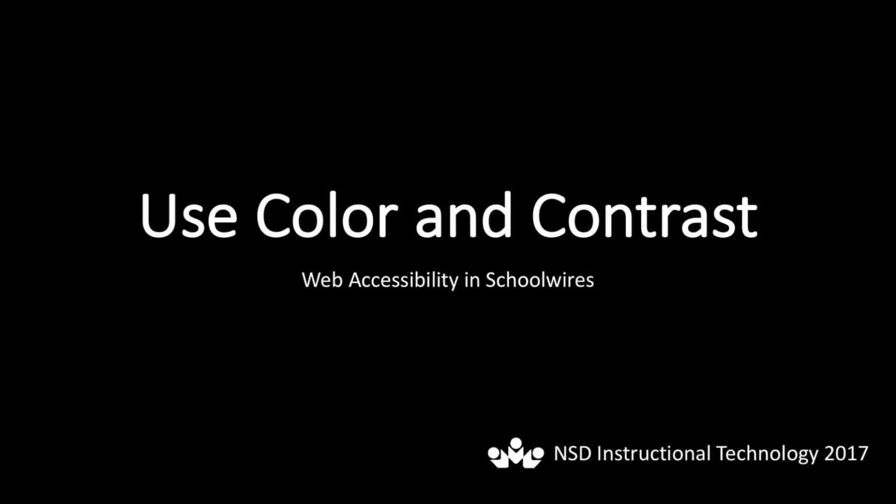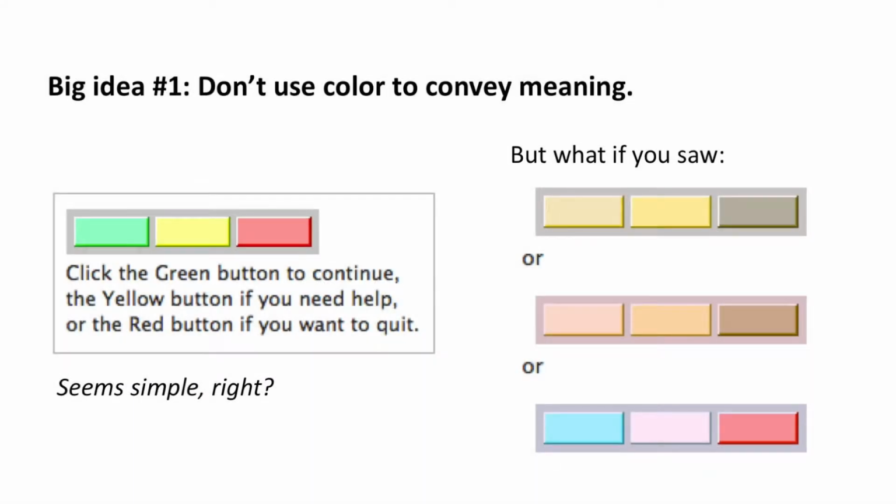In this video, we'll talk about how to use color and contrast appropriately when thinking about web accessibility in School Wires. One thing to consider when thinking about how you use color in your website, whether that be classroom or school or district level website, is to not use color to convey meaning.